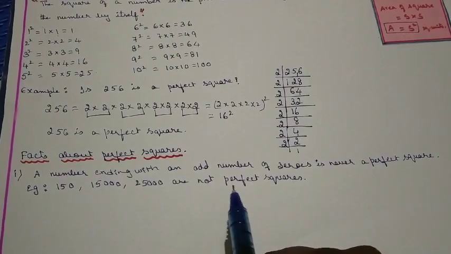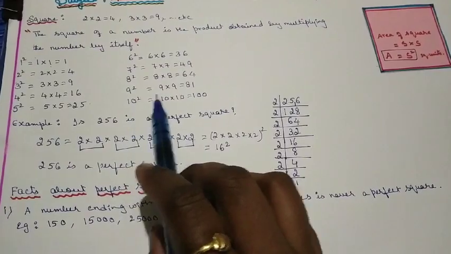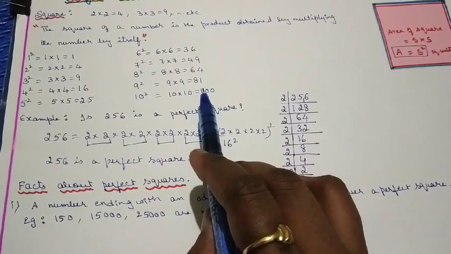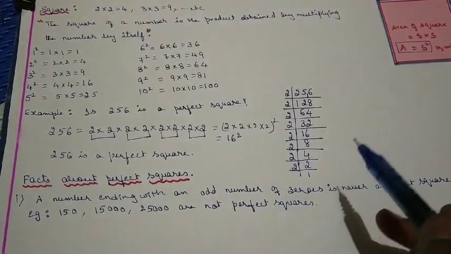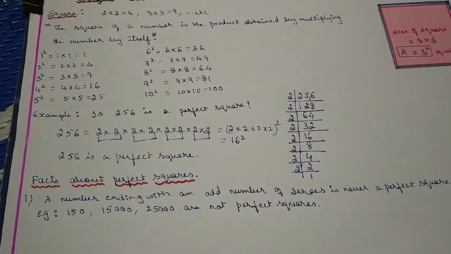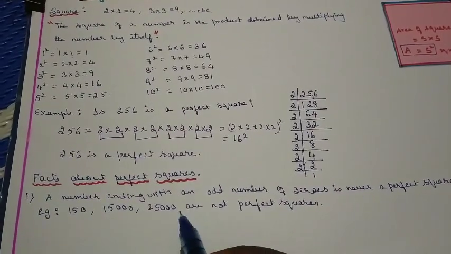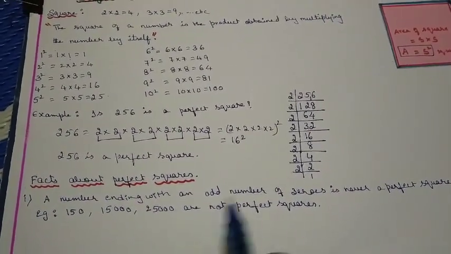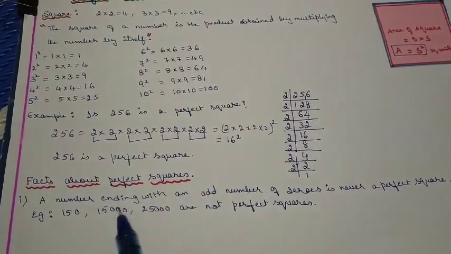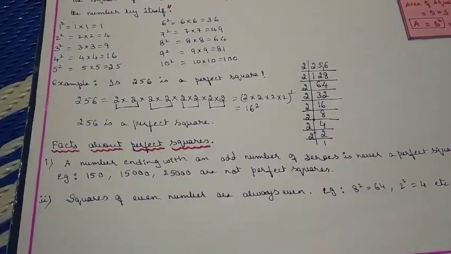So if the number is ending with an odd number of zeros, then those numbers are not perfect squares, because you can observe here 10 square is nothing but 10 into 10, 100, which means an even number of zeros. Suppose if the number is ending with an even number of zeros, then there is a chance that the number can be a perfect square. But if the number is ending with an odd number of zeros, without doing factorization, we can directly conclude that the number is not a perfect square. So now we'll go for the second fact.